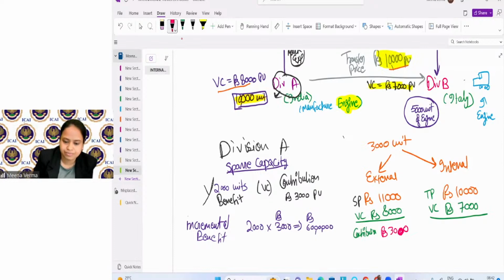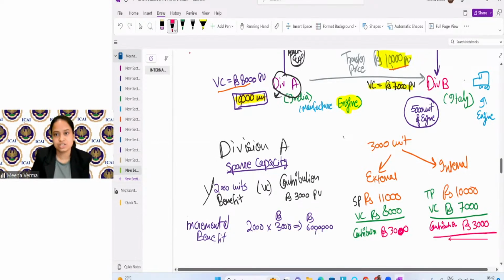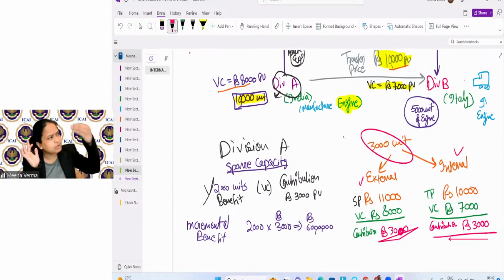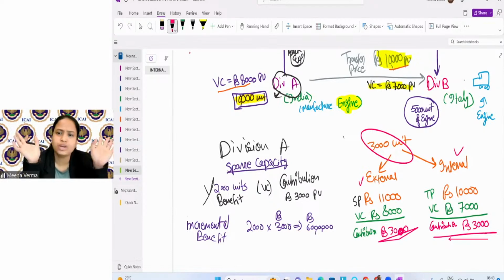Contribution is coming as rupees 3,000. So rupees 3,000 is the contribution if you transfer the goods internally, and if you transfer the goods externally, then also the contribution is the same. So for the remaining 3,000 units, division A is indifferent. Whether they sell it here or transfer it internally, it makes no difference to them, because profit is not increasing for them. In both cases the profit is the same, right? There is no incremental profit in this case for the remaining 3,000 units.